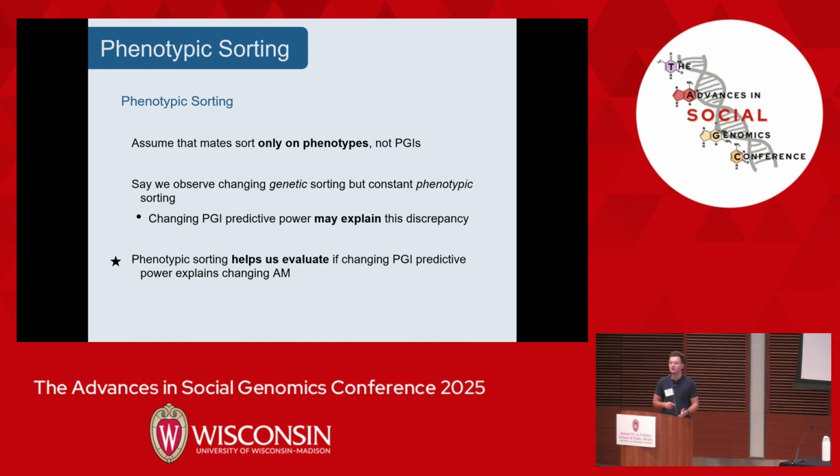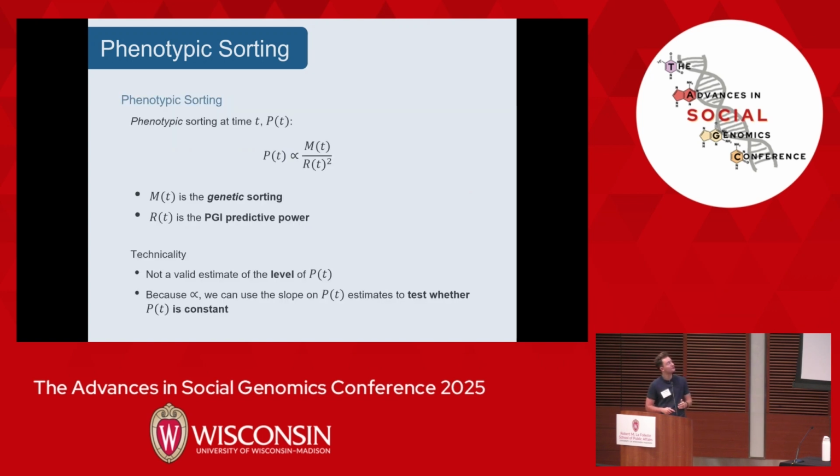So we're going to assume that mates sort only on phenotypes and not PGIs. Then say that we observe changing genetic sorting, which is the measure that we were looking at before, but constant phenotypic sorting. We say that changing PGI predictive power might explain this discrepancy. And phenotypic sorting will help us evaluate whether changing PGI predictive power can explain the changes that we see in our genetic sorting estimates that we were looking at before.